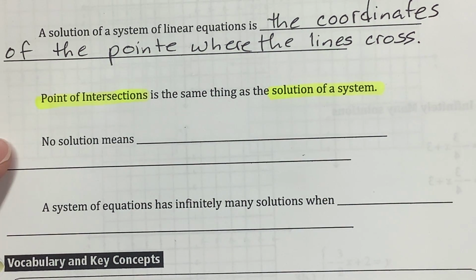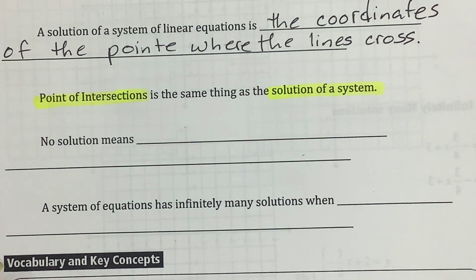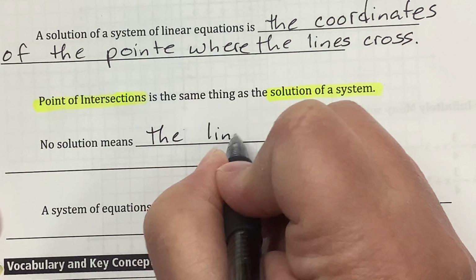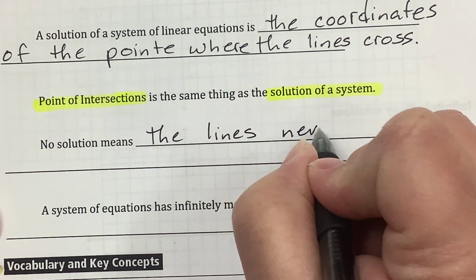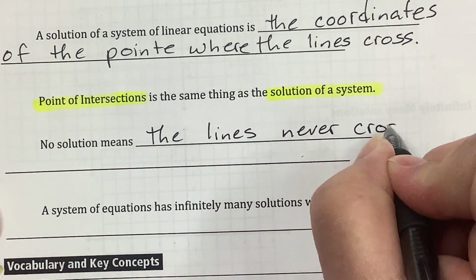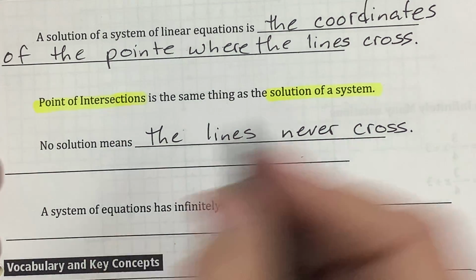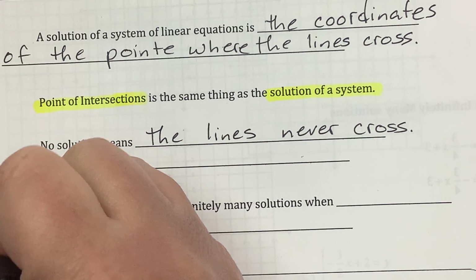All right, so no solution means the lines never cross. I want you to think about that. What kind of lines never, ever cross? Yeah, parallel lines. That's right. Parallel lines never intersect, so there's no solution to parallel lines. Back when we were doing equations and there were equations with no solutions, it's very much like that. So, the lines never cross, the lines are parallel.